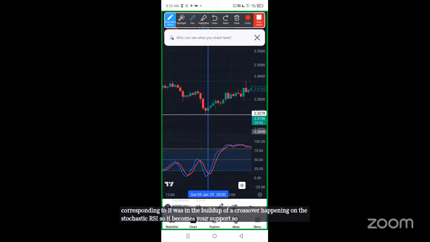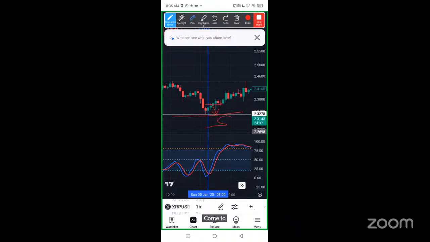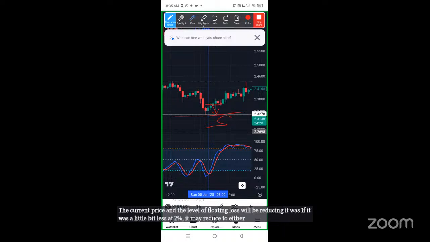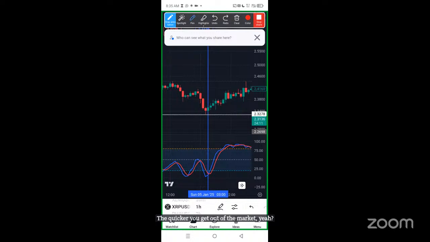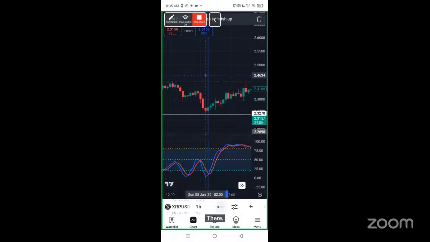So in case you make entry there and the market tries to dip slightly, should it come to your support, you are safe. The robot will buy again, and you know the effect of buying. The average price would be moved closer to the current price, and the level of floating loss will reduce. If it was at 2%, it may reduce to 1 point something. At least the floating loss will reduce, and the less the floating loss, the quicker you get out of the market. So you make entry there.